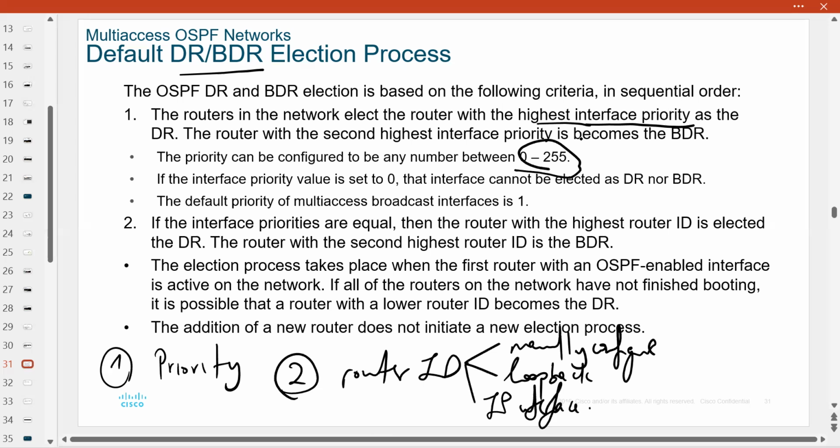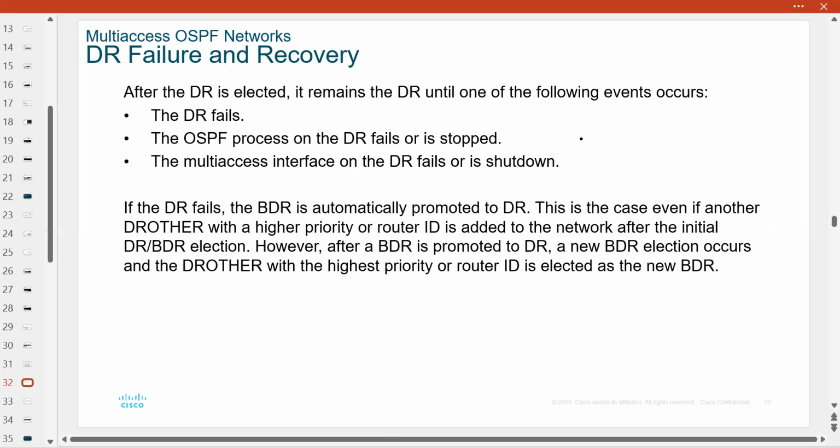Okay, right? Election process: priority first, router ID next. DR failure and recovery. What happens when the designated router fails? That's why we have the backup designated router. After the DR is elected, it remains the DR until the following event occurs.